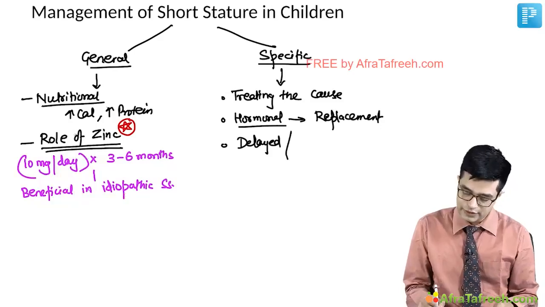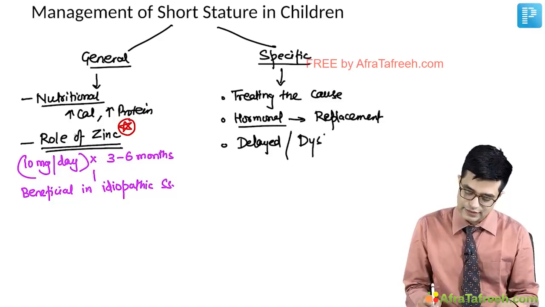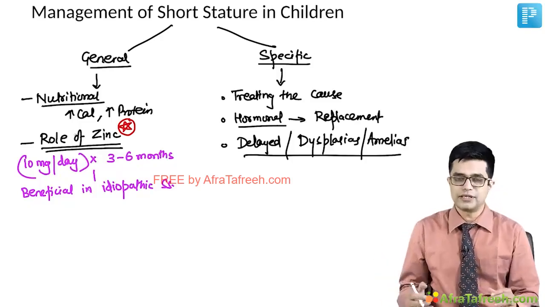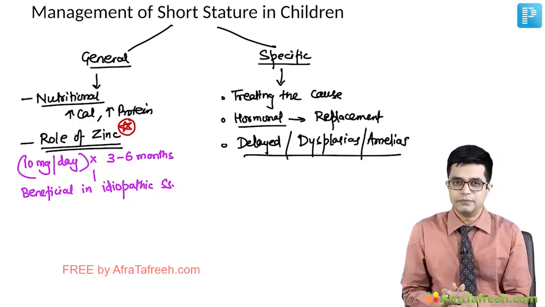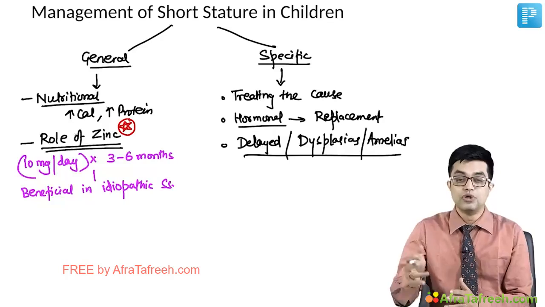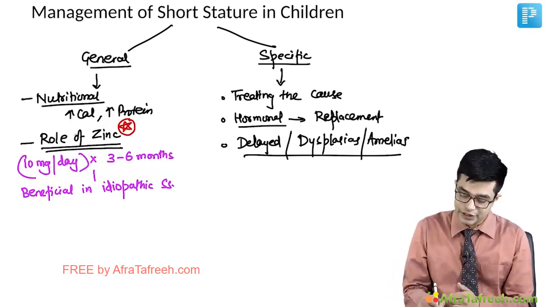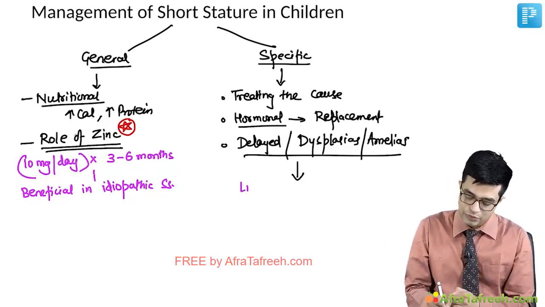or in patients with skeletal dysplasias like achondroplasia, amelia. What is amelia? Absence of limb formation on the affected side, or a severely hypoplastic limb on the affected side, like fibular hypoplasia, tibial hypoplasia, tibial aplasia. In these patients, in case short stature is present, you can go in for limb lengthening surgeries.